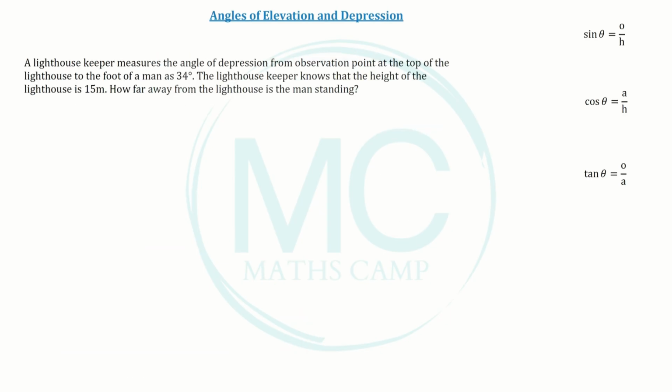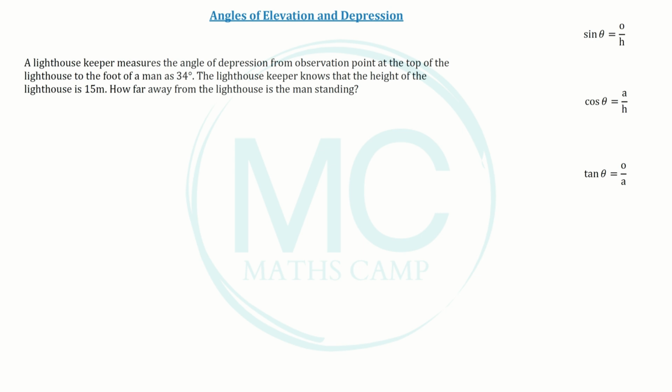A lighthouse keeper measures the angle of depression from the observation point at the top of a lighthouse to the foot of a man as 34 degrees. The lighthouse keeper knows the height of the lighthouse is 15 meters. How far away from the lighthouse is the man standing?